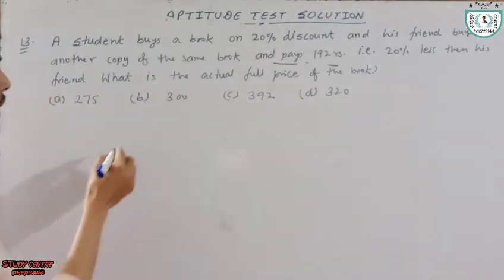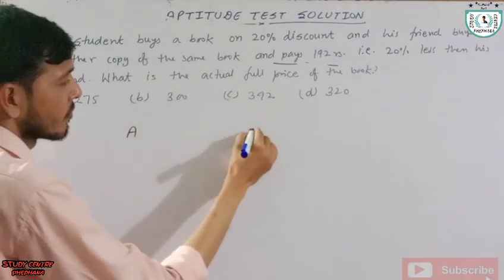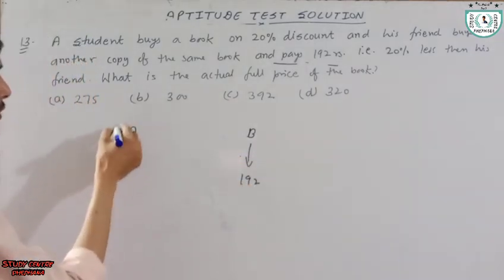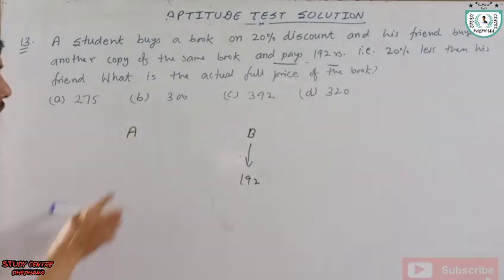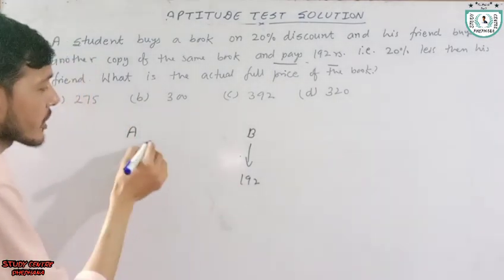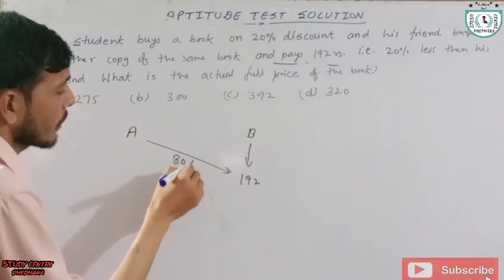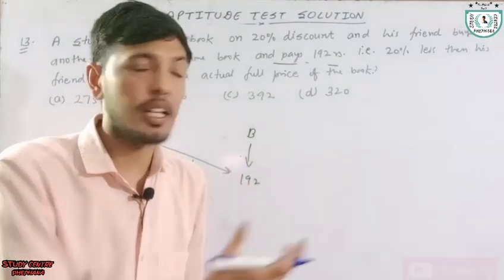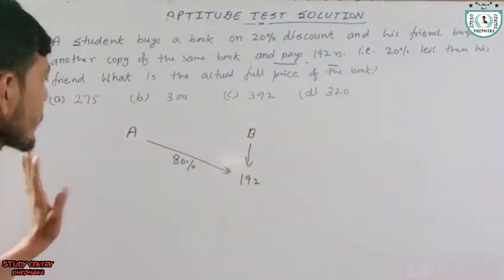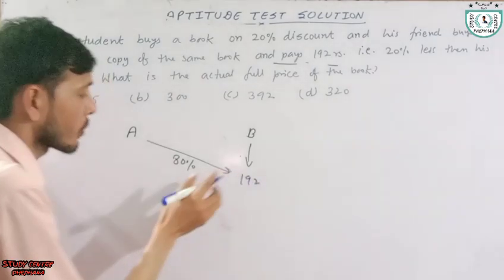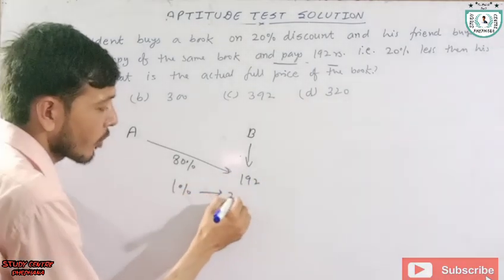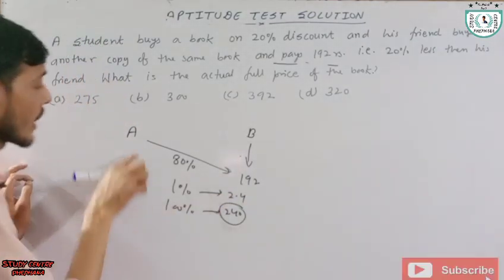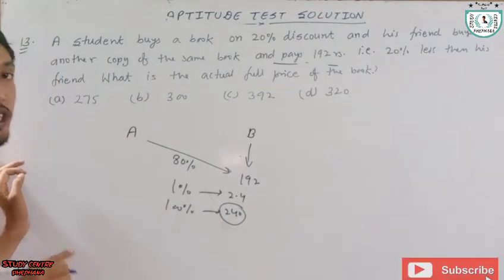Okay, I can say there are two friends, A and B. B pays 192 rupees for the book and we have to find how much money A pays. The 192 rupees is 80% of A. If A pays 100 rupees, then B pays 80 rupees. If 80% is 192 rupees, then 1% is equal to 2.4 rupees and 100% is equal to 240 rupees. It means A pays 240 rupees for the book.